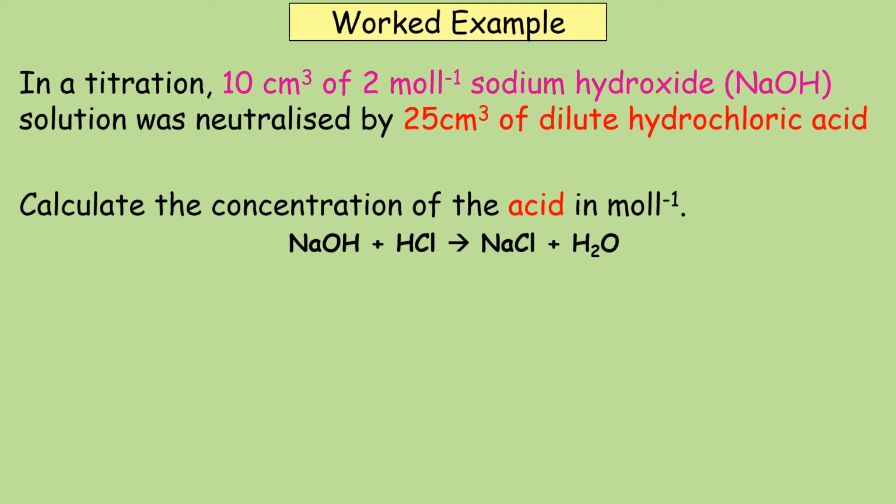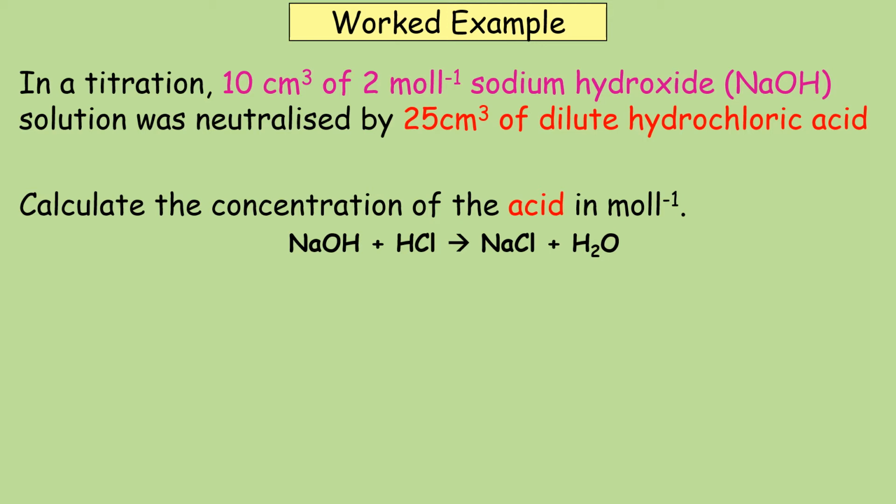Okay, so in a titration, 10 centimeters cubed of 2 moles per litre sodium hydroxide was neutralised by 25 centimeters cubed of hydrochloric acid. Calculate the concentration of the acid in moles per litre. Now, as I said before, the calculation will always start with a bit of information about the two chemicals, and it will start with a balanced equation. Okay, you'll never have to do that bit by yourself. It'll always be given to you. So let's have a look at how we would actually apply this question in order to get an answer.